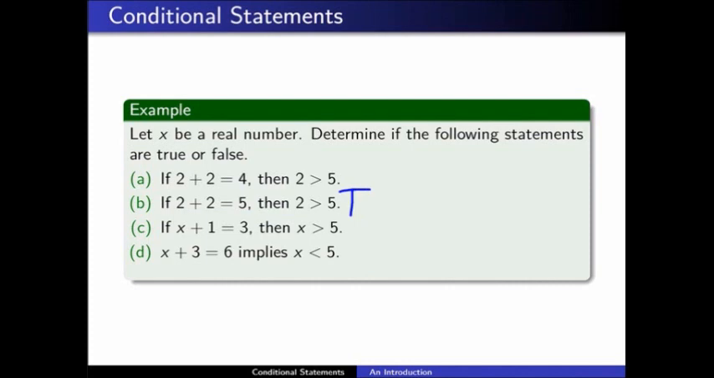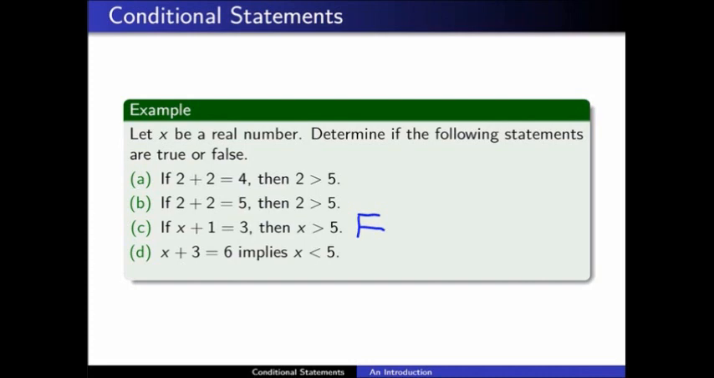For example C, if x plus 1 equals 3 is going to be true, that would mean that x has to equal 2. So if x plus 1 equals 3 is true, then 2 is greater than 5. If the hypothesis is true and the conclusion is false, this would be a false statement.